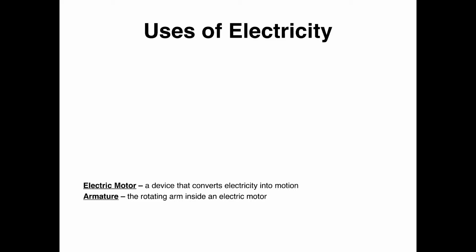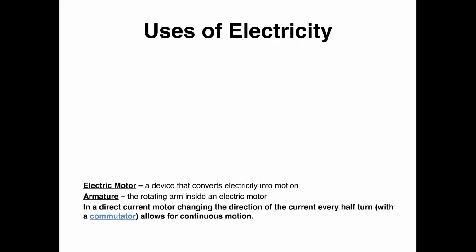So in a motor, the central arm of the motor that turns is called the armature. And this is the part that is being used to generate mechanical motion when the motor operates. So when a direct current motor is changing direction, the current on every half turn is broken and reversed by means of a commutator. And I'm going to show you with a diagram how that looks in just a second. And this allows for continuous motion in one direction.